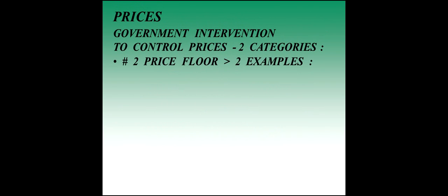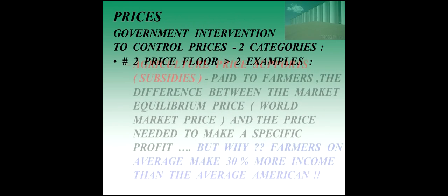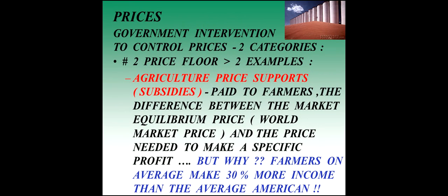Here's a second example of a price floor. Agriculture price supports, also known as subsidies. They're paid to farmers. And what the payment is, is the difference between the market equilibrium price, which is the world market price for a good, and the price that they need to make a specific profit.